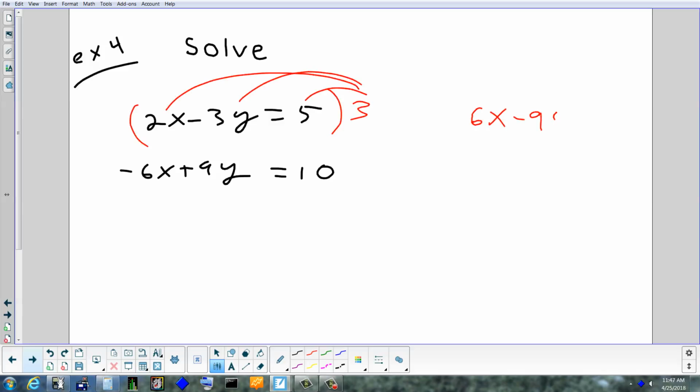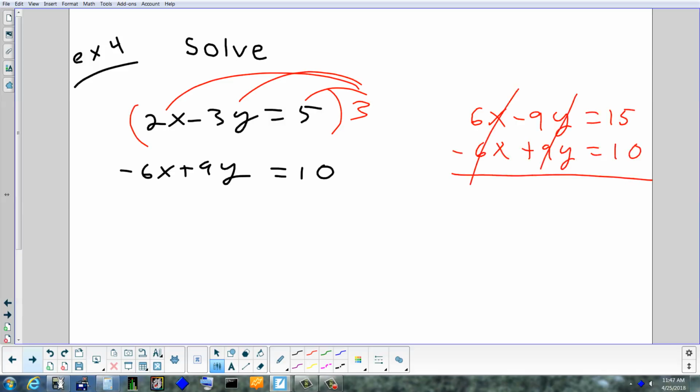6x minus 9y equals 15. Now, look what happens in the bottom. What's 6x minus 6x? 0. And then negative 9y plus 9y. 0. So I get 0 on the left. I get 25 on the right. Huh. Does 0 equal 25? No. So what do you think that means? No solution. No solution.